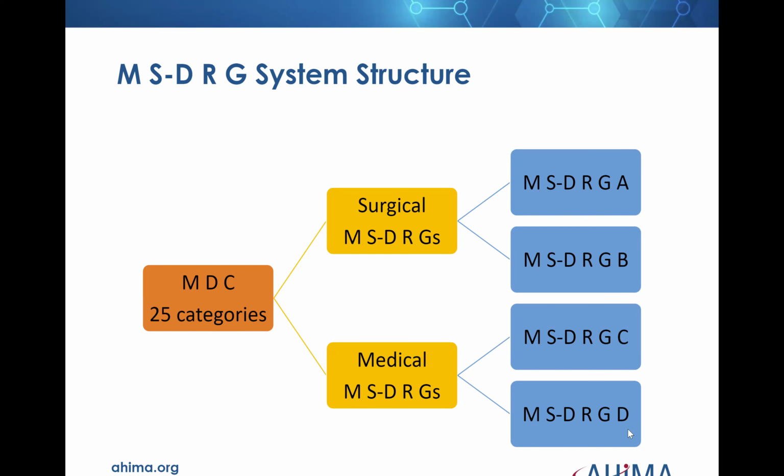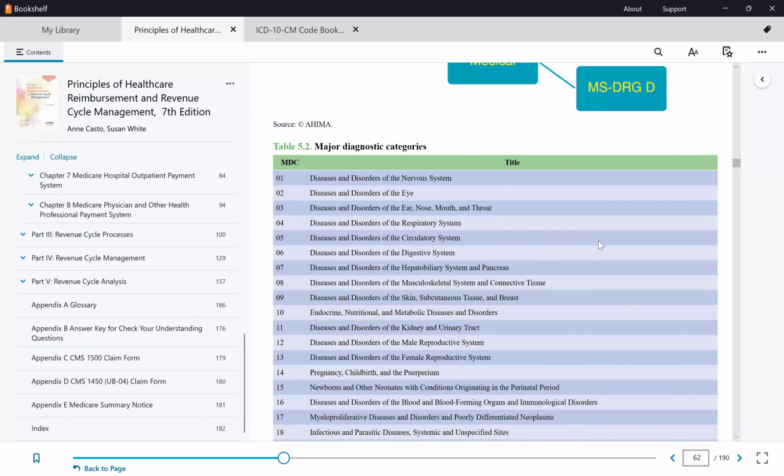Let's have a look at MSDRGs. Okay, we have our 25 major diagnostic categories that are shown. A sample of them are shown in the table in your text. Let's have a look at those. And you can see them here, numbered 1 through 25: diseases and disorders of the nervous system, diseases and disorders of the eye, ear, the big one here, circulatory system, respiratory, digestive, and so on. This is in Table 5.2 in your text.